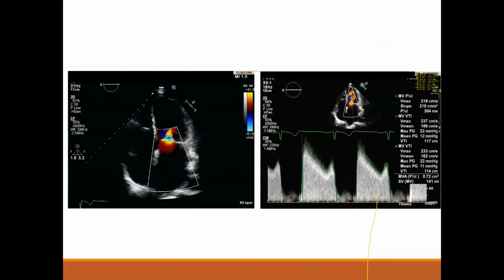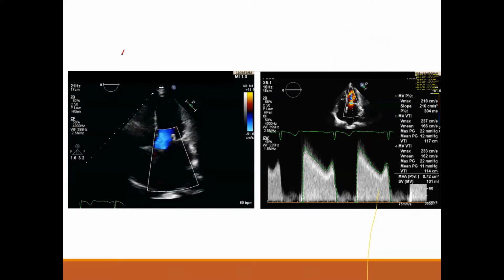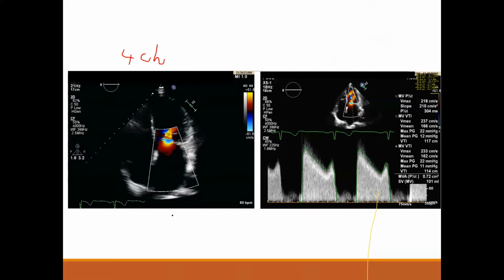On the left side, there is a chamber view with color, showing the mitral valve thickened. Yes, mitral stenosis. On the right side, there is a continuous wave Doppler across the mitral valve.